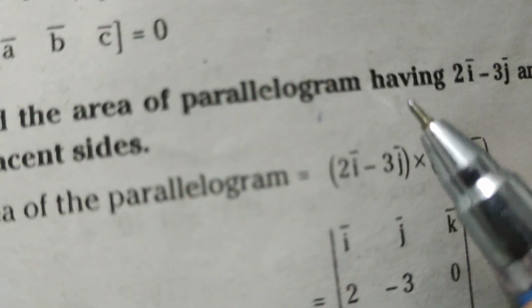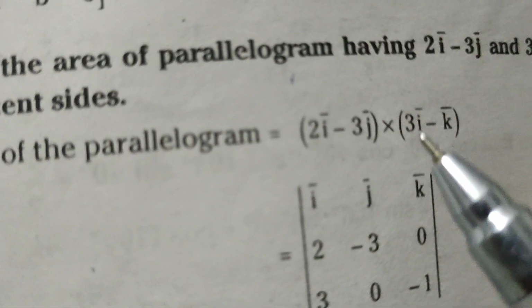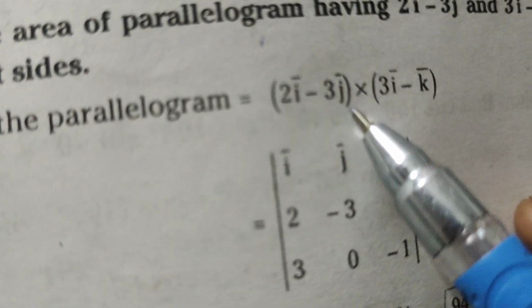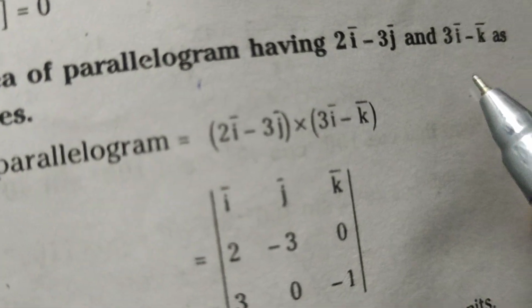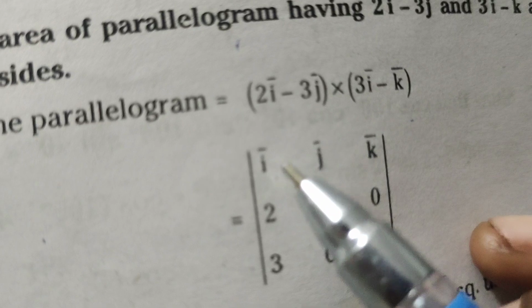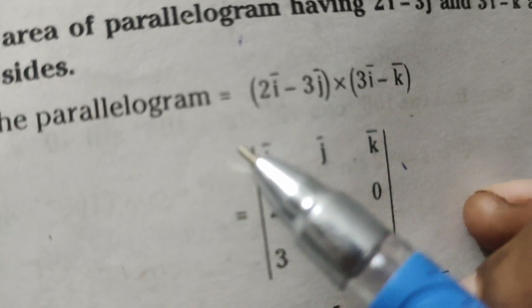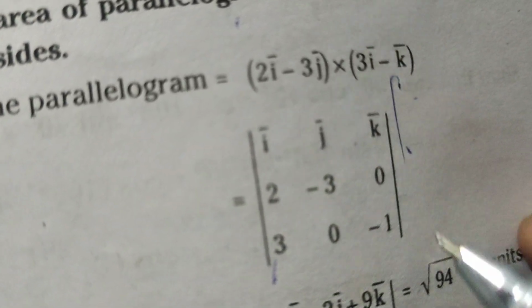Find the area of the parallelogram having 2i bar minus 3j bar and 3i bar minus k bar as adjacent sides. Area of the parallelogram equals the magnitude of (2i bar minus 3j bar) cross (3i bar minus k bar). First of all, write i bar, j bar, k bar using the matrix determinant method.